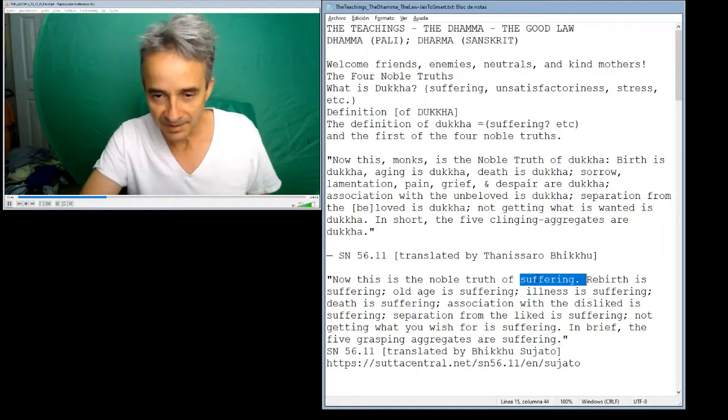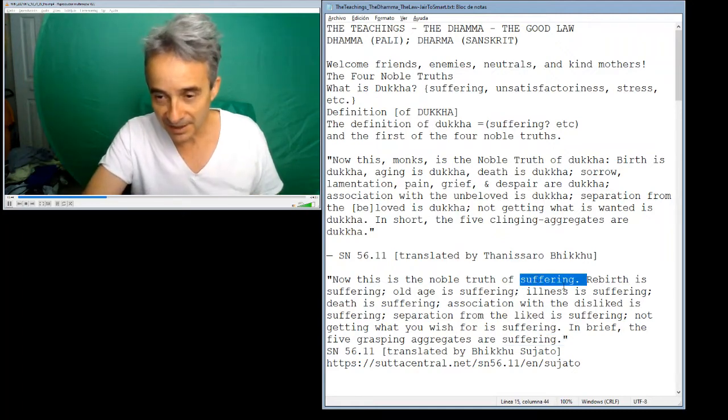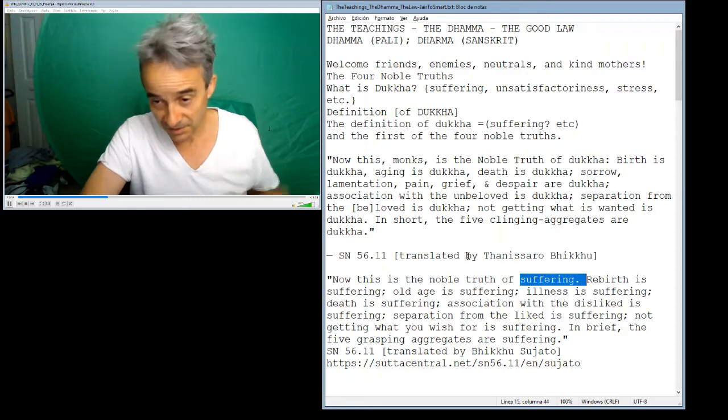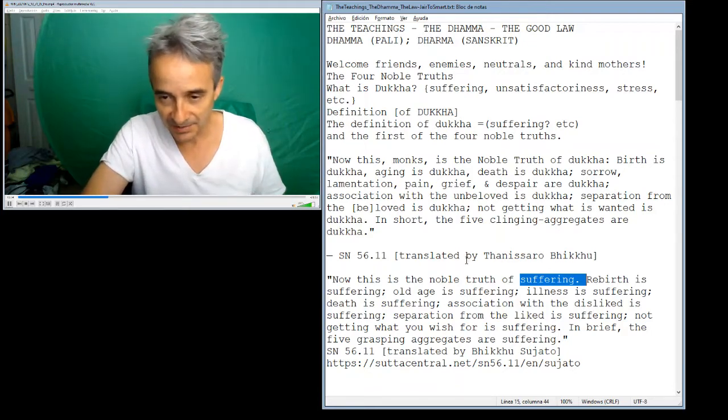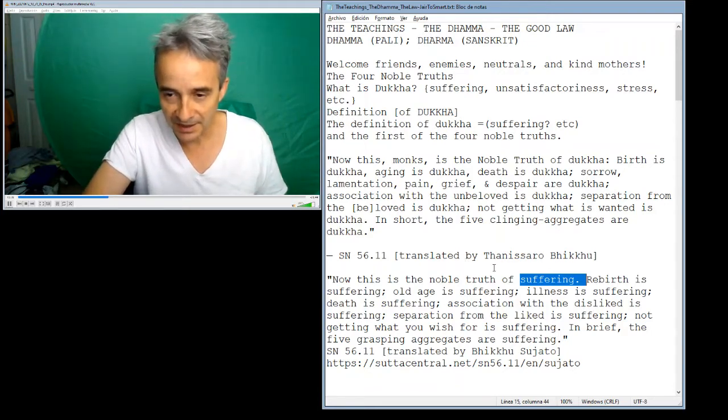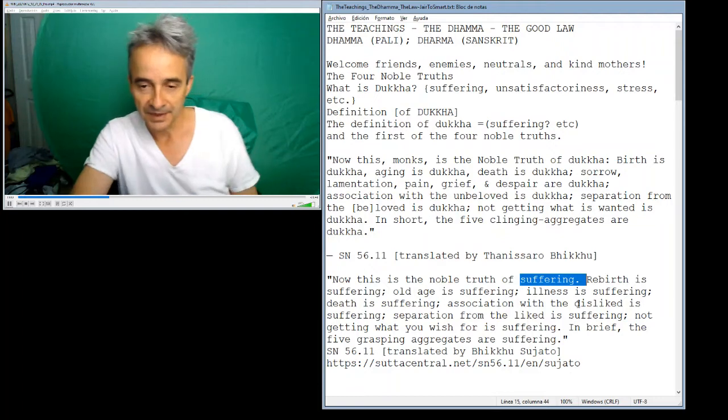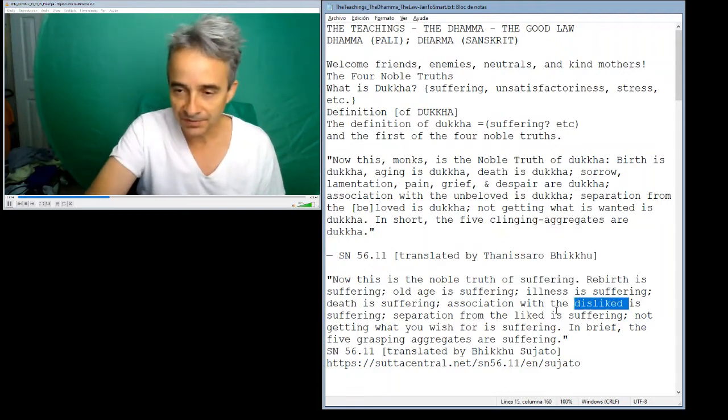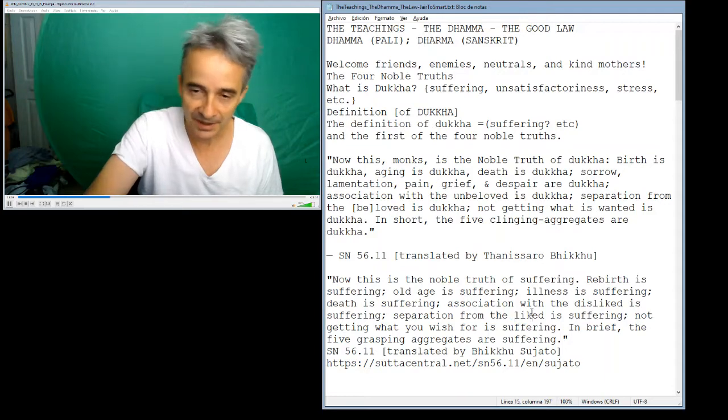So we can agree that old age can be suffering, illness can be suffering, death, well, going through the death process can be suffering. Association with the disliked is suffering. Separation from the liked is suffering. Not getting what you wish for is suffering. And the 5 grasping aggregates are suffering.